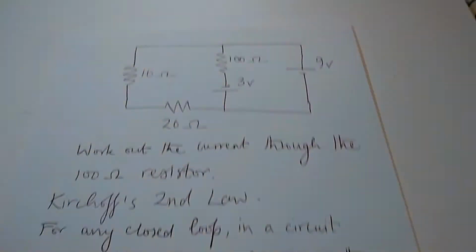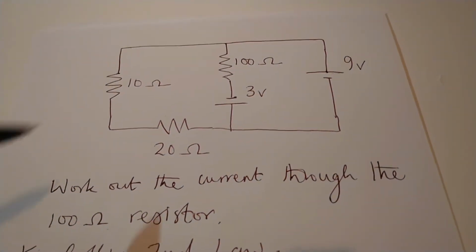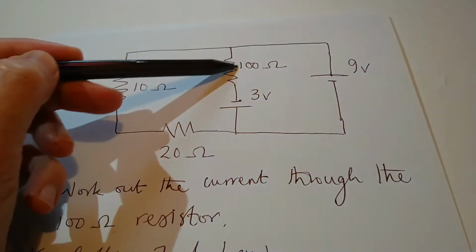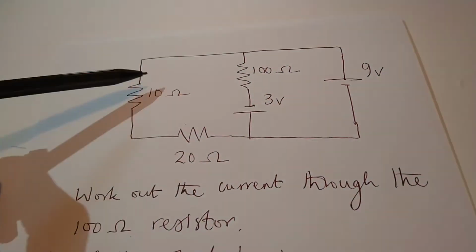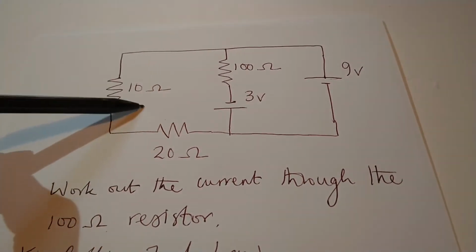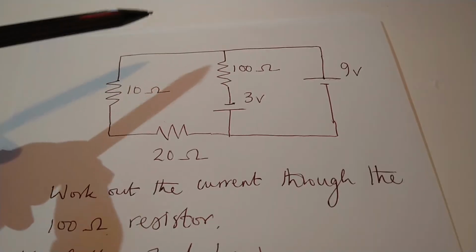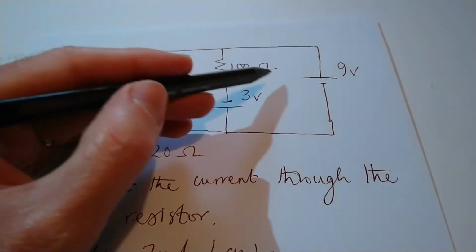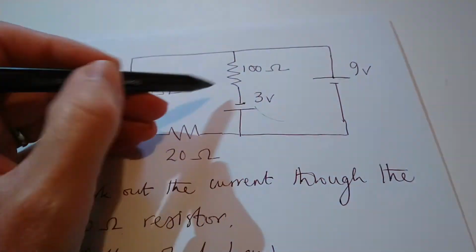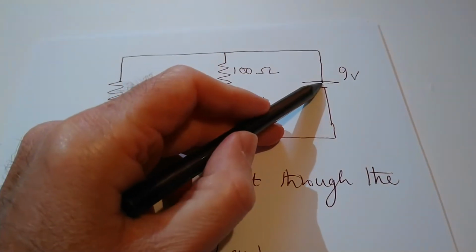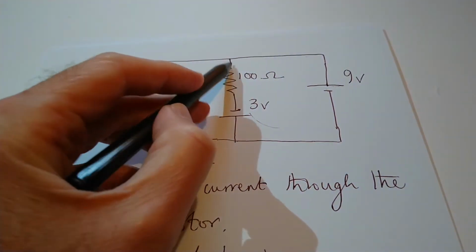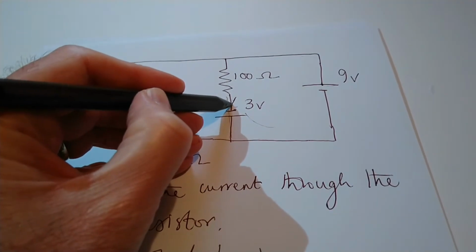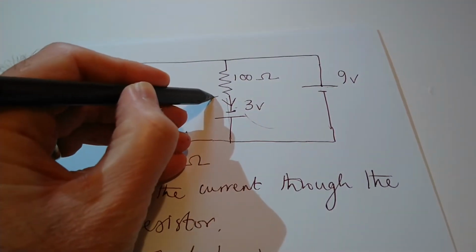Okay, so let's have a look at the circuit again. So we can see that the 100 ohm resistor is part of this loop in the circuit, and it's also part of this loop in the circuit. So in principle, we could use either loop. However, I'm going to use the right-hand loop. Okay, so the cell is trying to push current this way, and then this 3-volt cell is pushing current this way. So we should have a current going down here, and that's what we need to work out.